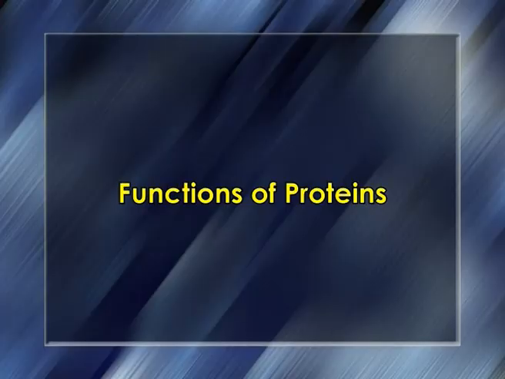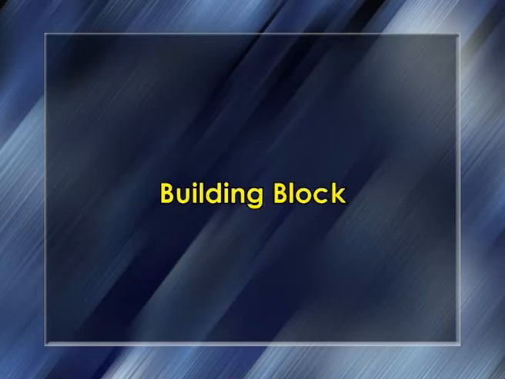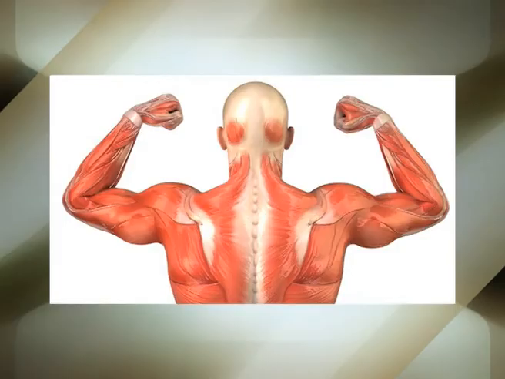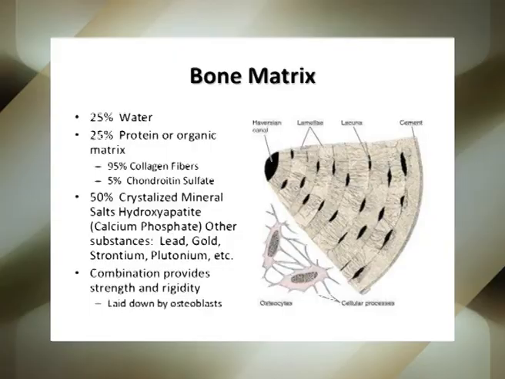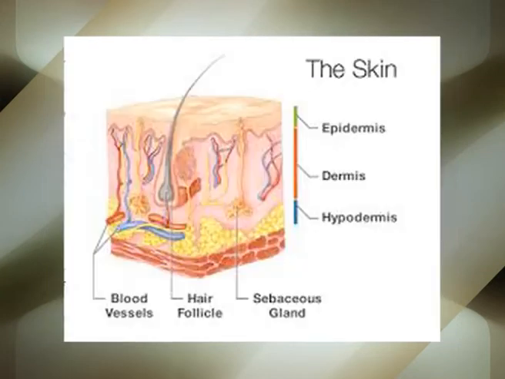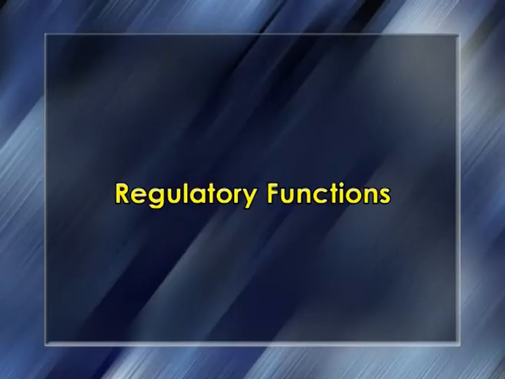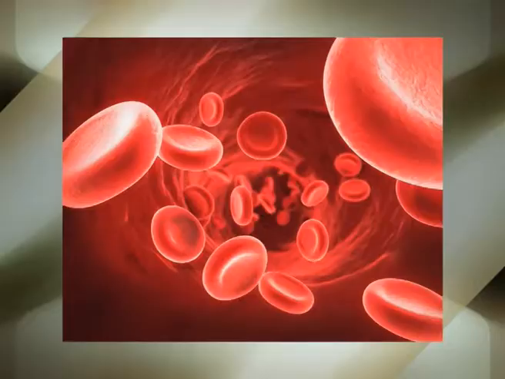Now let's discuss the functions of proteins. First, building block. Proteins form the main solid matter of muscles, organs and endocrine glands. They are major constituents of the matrix of the bones and teeth, skin, nails and hair, and blood cells and serum. Second, regulatory functions. The body proteins have highly specialized functions in the regulation of body processes. For example, hemoglobin, which is the chief constituent of RBC, carries oxygen to tissues.